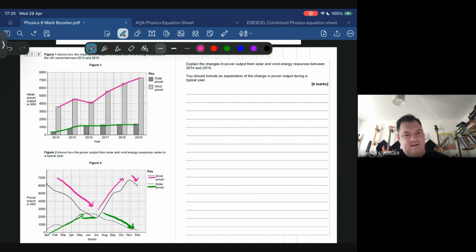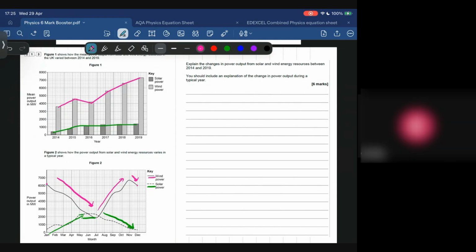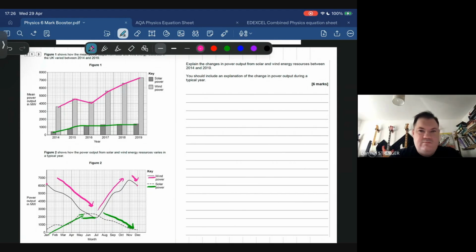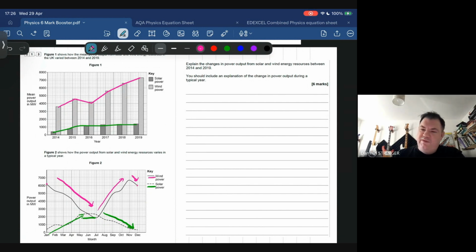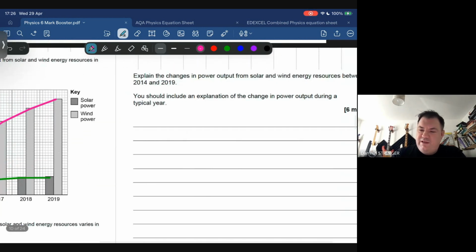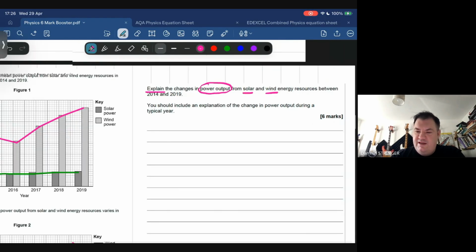So how do you think the mark scheme might work on this, Connor? What do you think you're getting marks for? Is it like 3 marks for 1 point, 1 mark for a point? Probably 1 mark for a point. Yeah. Any other thoughts on that, Louis? I think if you explain 1 point really well, you can get 2 marks on 1 point. Now, you've picked up on the command word there, which I think is important. Explain the changes. It's power output. We're comparing solar and wind. And then we've got the years.